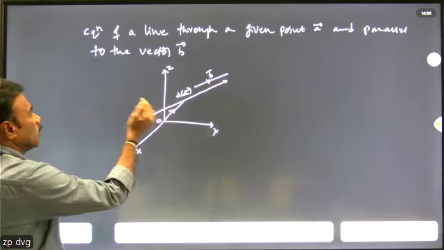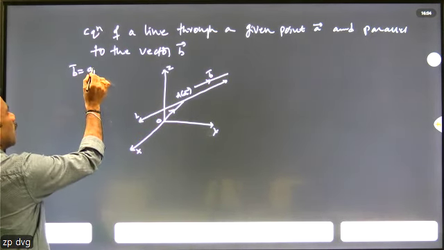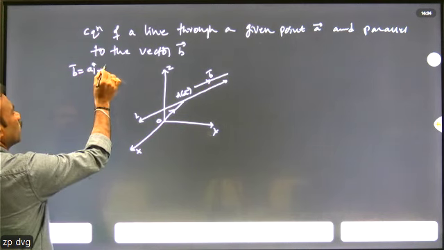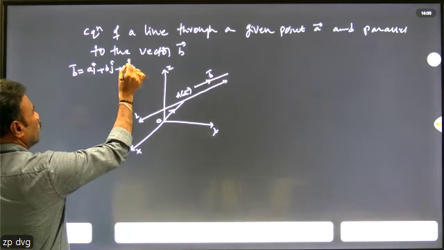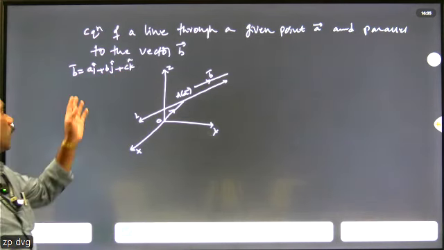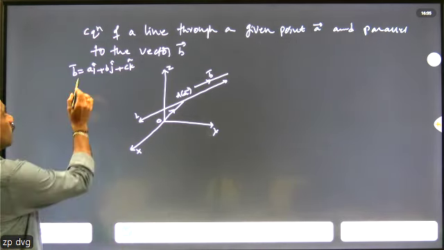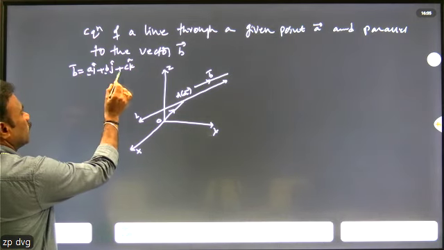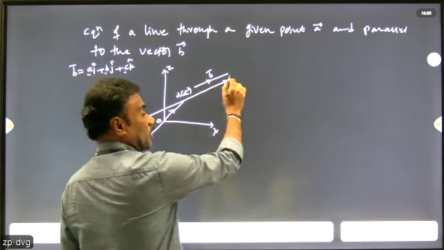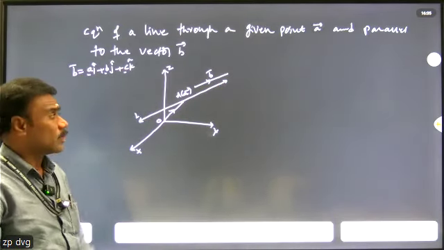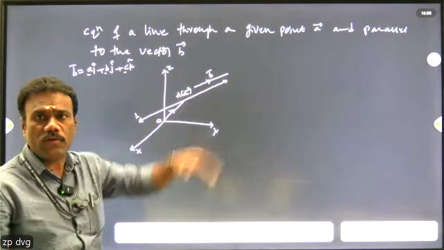Here, I am taking B bar equal to A i cap plus B j cap plus C k cap. What do A, B, C represent? A, B, C represent the direction ratios of this vector. But this vector B bar is parallel to what? The line. Parallel to the line.